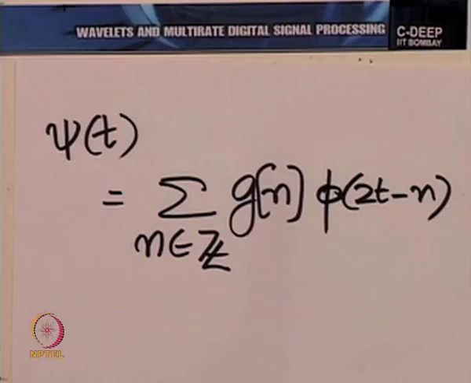So, in the time domain, we have made an intimate relationship. The low pass filter impulse response allows us to expand phi t in terms of its own dilates and translates, the scaling function in terms of its own dilates and translates. The high pass filter helps us expand the wavelet in terms of the dilates and translates of the scaling function. Once again, low pass filter impulse response: a recursive expansion of the scaling function in terms of its own dilates and translates. The high pass filter impulse response: an expansion of the wavelet in terms of the dilates and translates of the scaling function. Now, we want to go a step further.